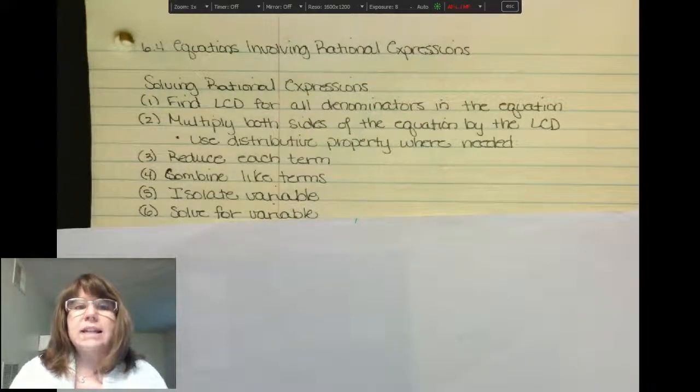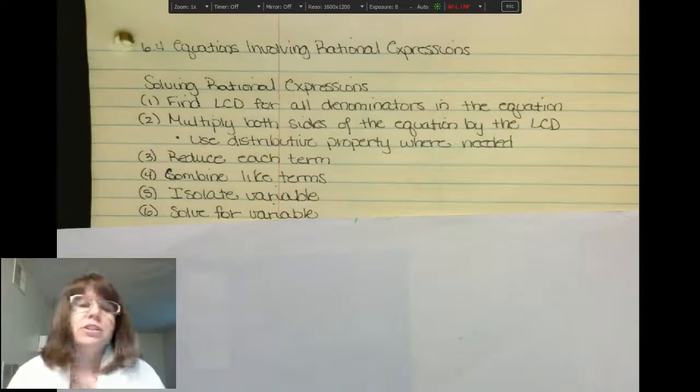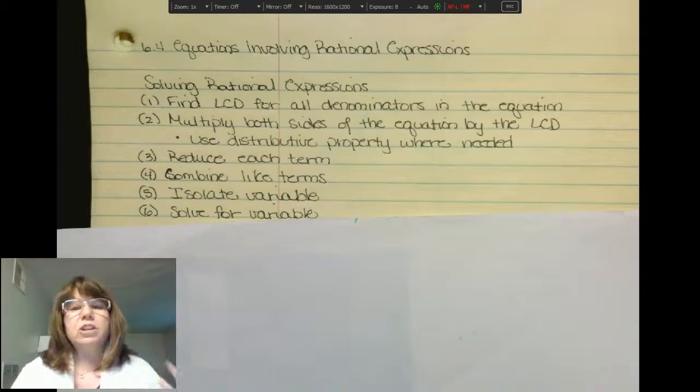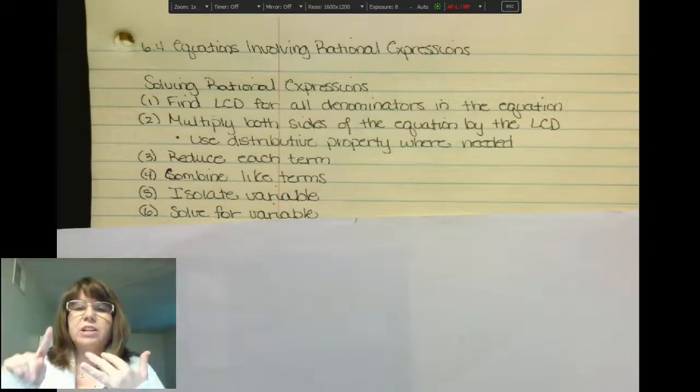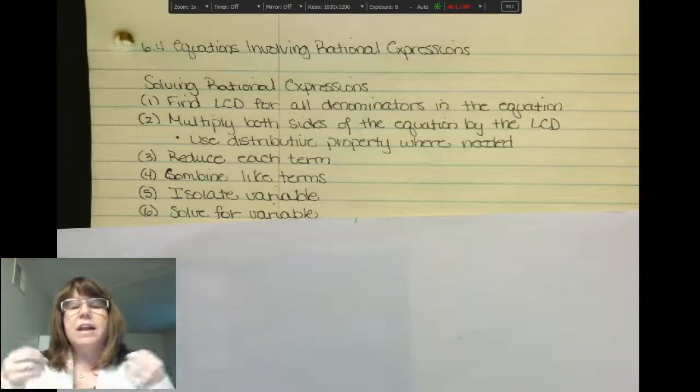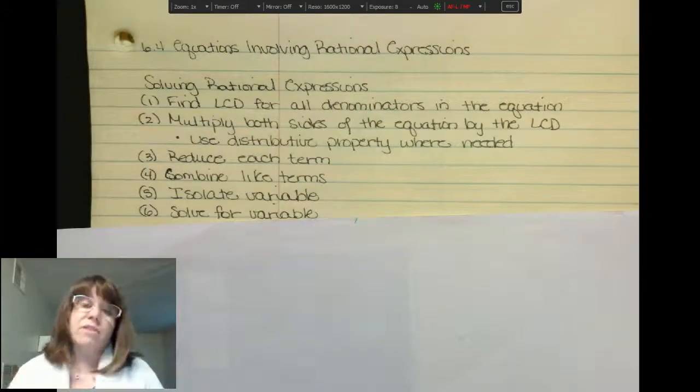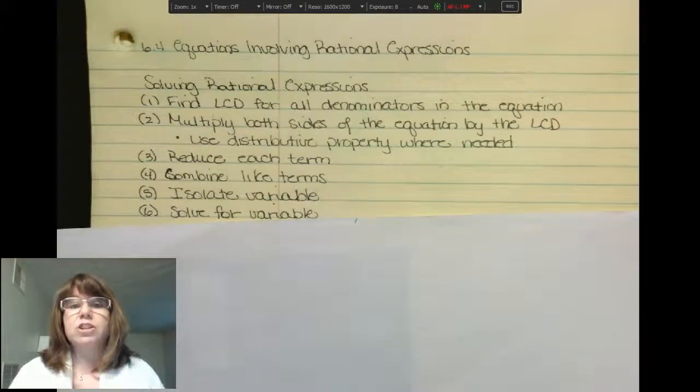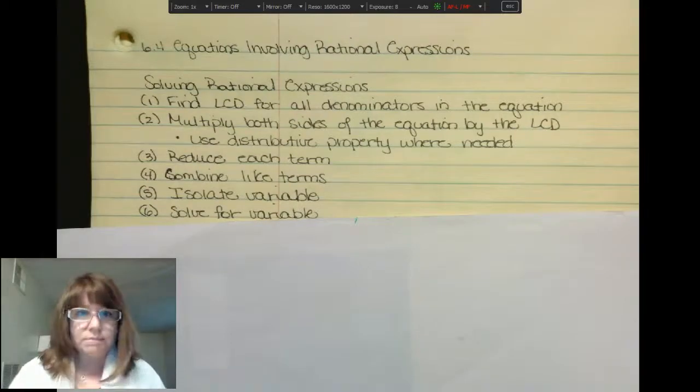We're going to discuss equations involving rational expressions. So in previous lectures, we dealt with rational expressions. We did some addition, subtraction, multiplication, division. Now we're actually going to start solving them for the variable that is in the rational expression. So how do we do that?